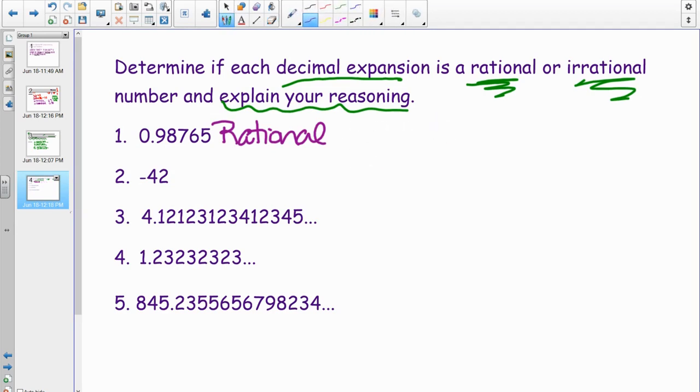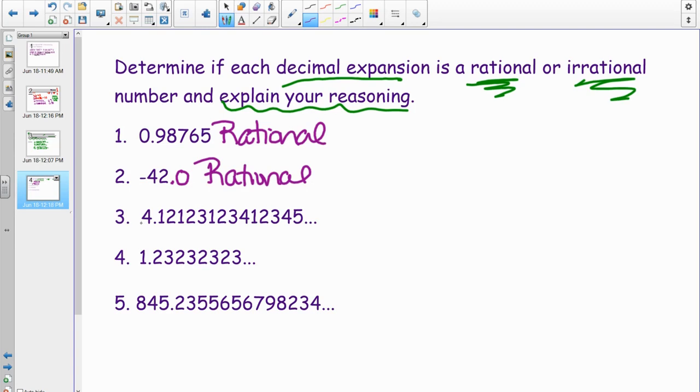So your next example here is negative 42. Notice there's no decimal places, but if I would add a decimal, I would have to put a decimal there and then 0 in the 10th place, which means, again, this is a decimal that terminates. It doesn't go on forever. Again, notice there's no bar notation. So this is a rational number, and my reasoning is because it terminates.